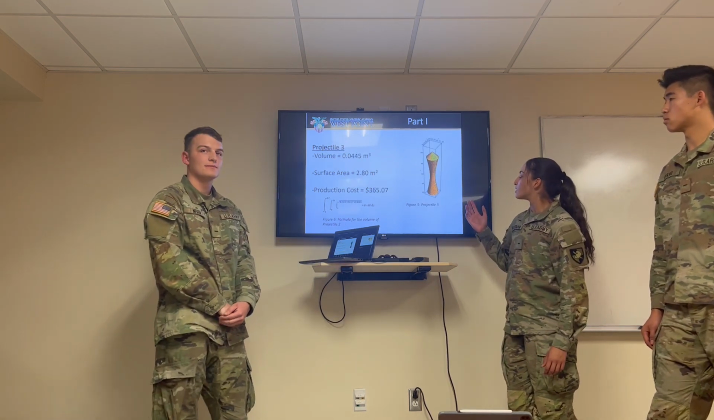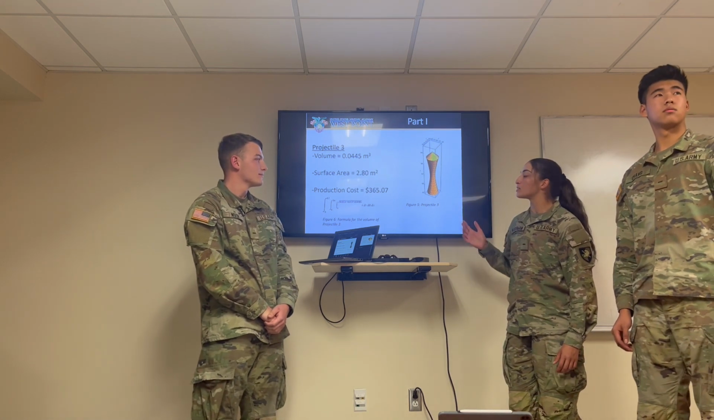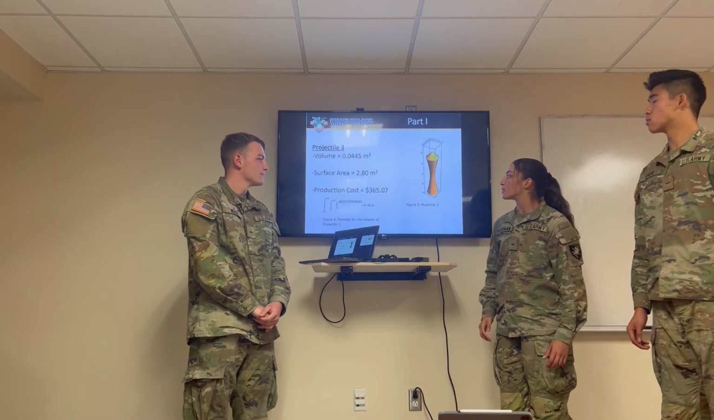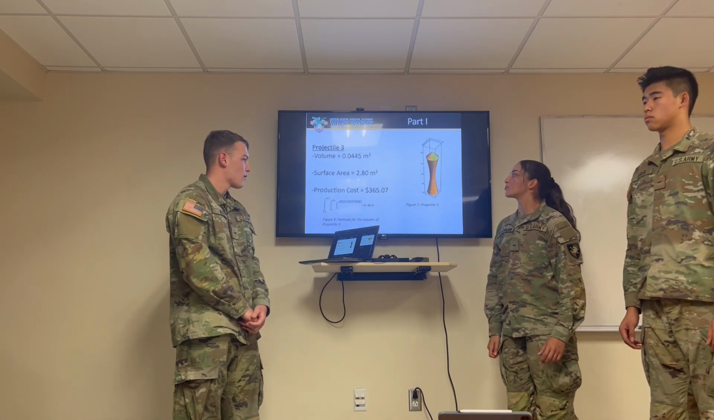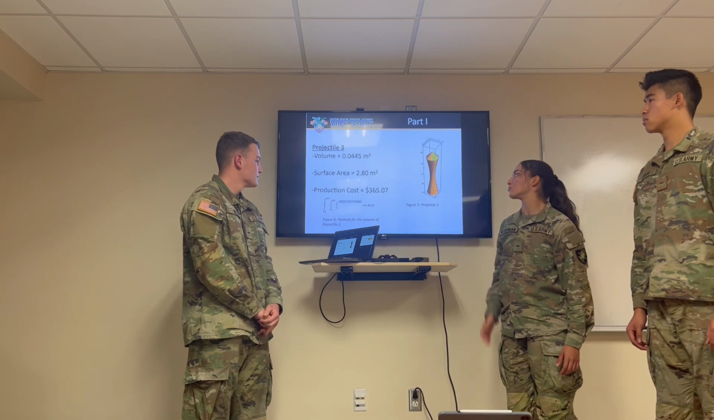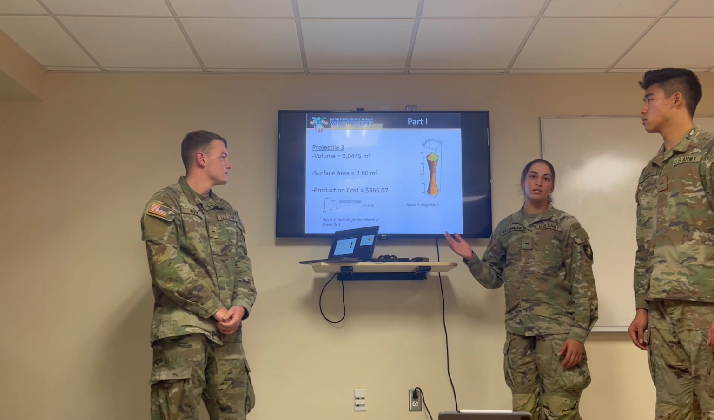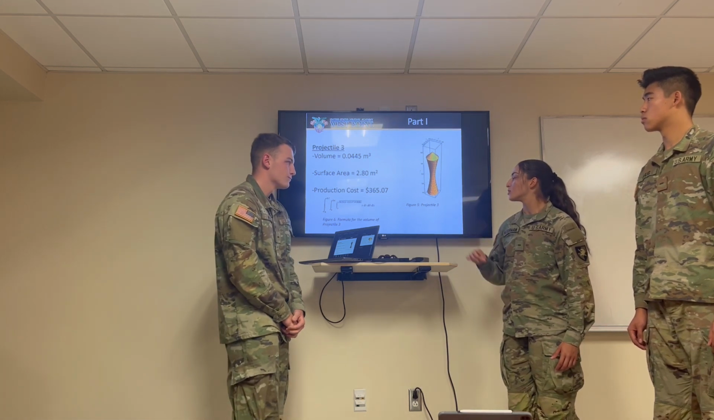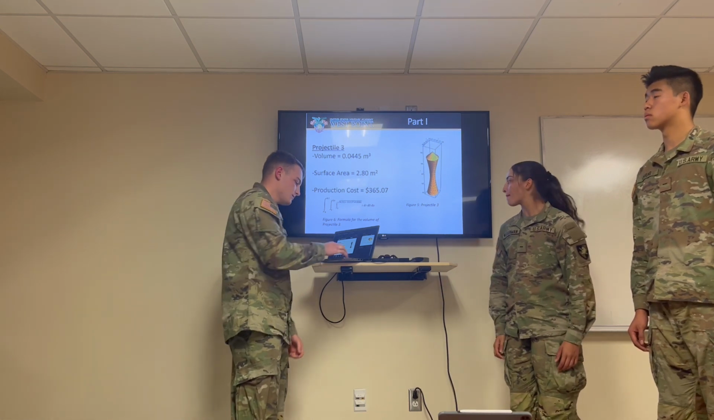Lastly, we calculated the production cost of projectile 3, which is the hourglass-shaped projectile. So we were once again given the surface area. This time it was 2.8 meters squared. We once again used a triple integral to find the volume, which was 0.0445 meters cubed. Did the same thing to get the production cost, which was $365.07, which was the second most expensive out of all 3.